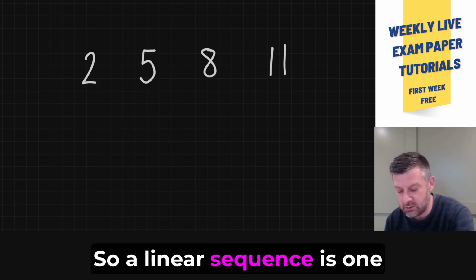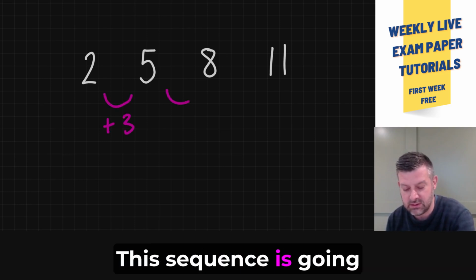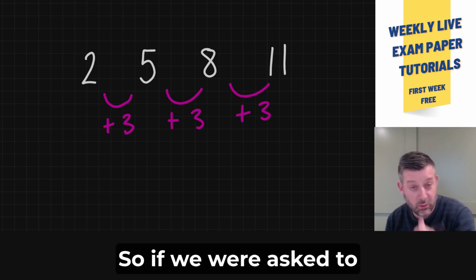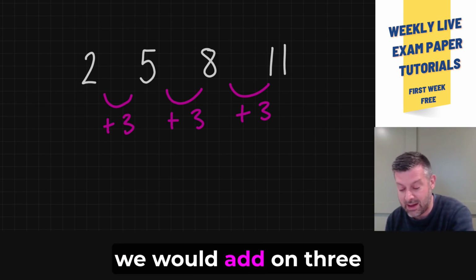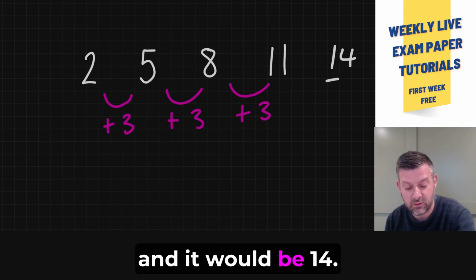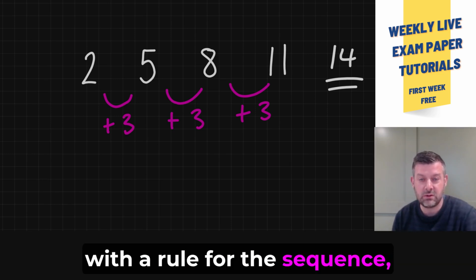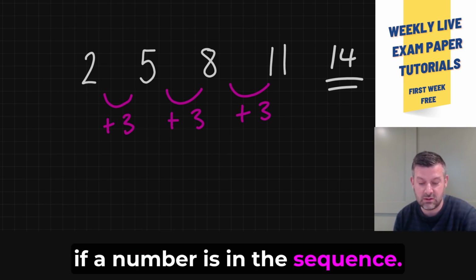A linear sequence is one where it goes up the same each time. This sequence is going up 3 each time. So if we were asked to find the next term, what's going to come after 11, we would add on 3 and it would be 14. But the nth term is coming up with a rule for the sequence, a rule that we can use either to find another term or to check if a number is in the sequence.